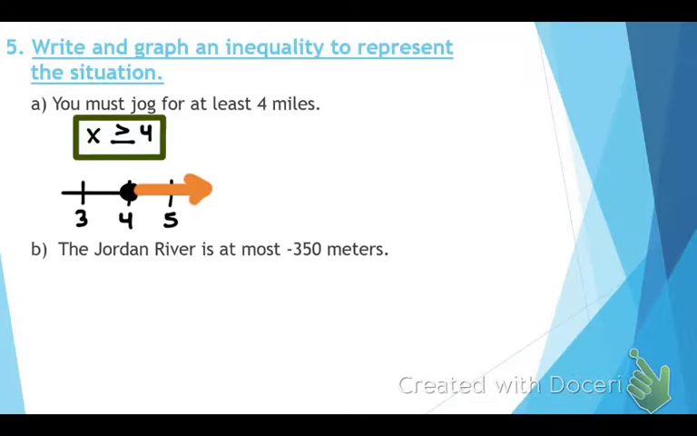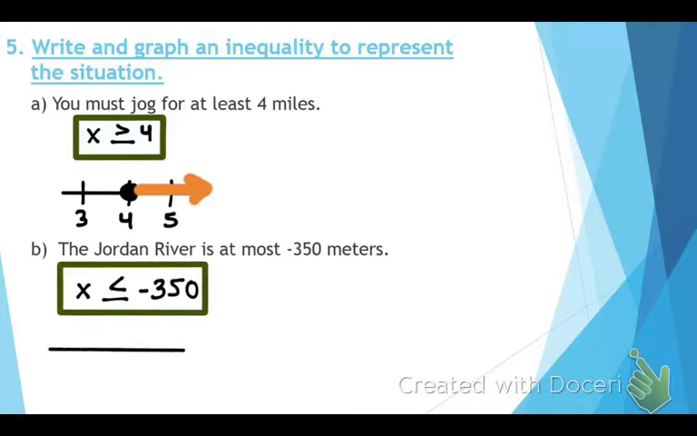All right, problem B. The Jordan River is at most -350 meters. First things first, start with your variable, then write your number, which is? -350. Okay, if it is at most -350, could it be exactly -350? Yes, it could. Now, should it be less than or should it be greater than? It should be less than because the most it can be is this number right here.